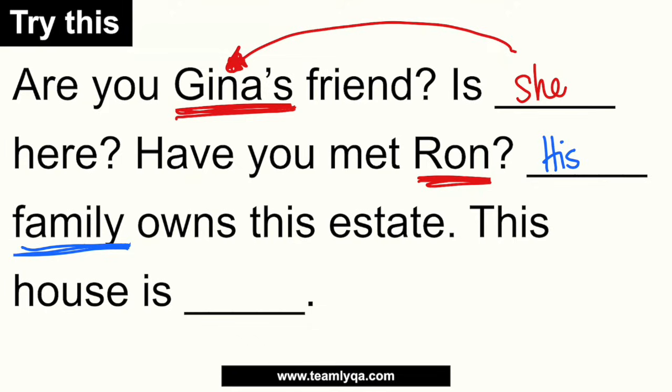Okay? Next, this house is blank. Now, itong blank na ito, kanino kaya yan? Now, sino ba ang may-ari ng estate? Ang may-ari ay yung family ni Ron. Okay? So, yung buong pamilya na yon. So, the answer would be, this house is theirs. Theirs ha, hindi there. Kasi again, we only use there kung may kasunod siya na noun na pinatutungkulan niya, or yung bagay na pagmamayari. Pero hindi eh. So, ibig sabihin, dapat theirs.